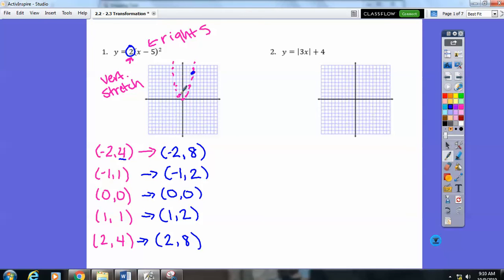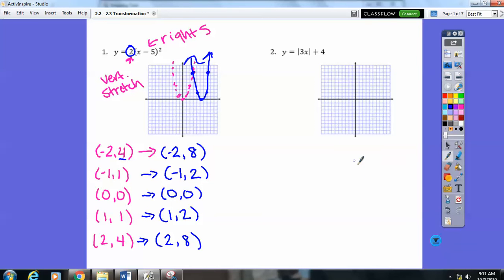So negative 1, 2, and then move it right 5. 0, 0, move it right 5. Take your 1, 2 and go right 5, and your 2, 8, go right 5. Could you tell me the domain of that?